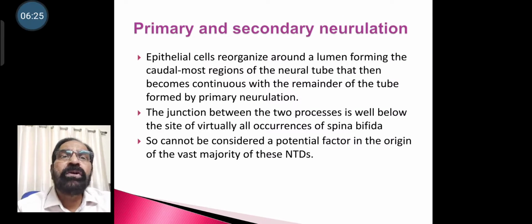Epithelial cells reorganize around the lumen, forming the caudalmost regions of the neural tube that then becomes continuous with the remainder of the neural tube formed by primary neurulation. The junction between the two processes is well below the site of virtually all occurrences of spina bifida, so it cannot be considered a potential factor in the origin of the vast majority of neural tube defects.